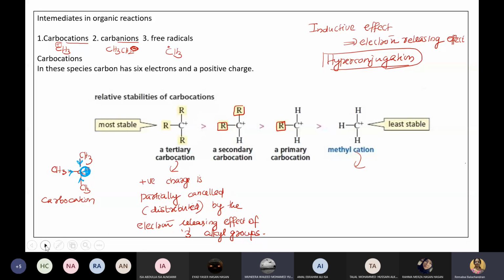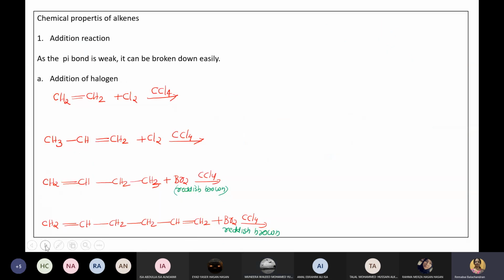Now, chemical properties of alkenes. Do you know, dear students, in alkenes we have a pi bond, right? One sigma bond and one pi bond. This is sigma and this one is pi. When compared to sigma bonds, pi bonds are weaker, so they can be broken down easily. Do you know why pi bonds are weaker?